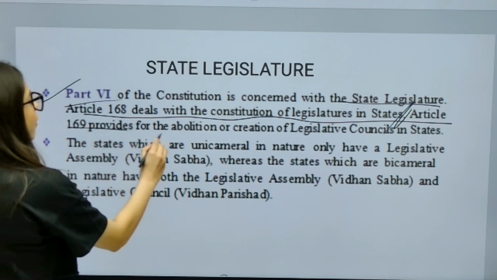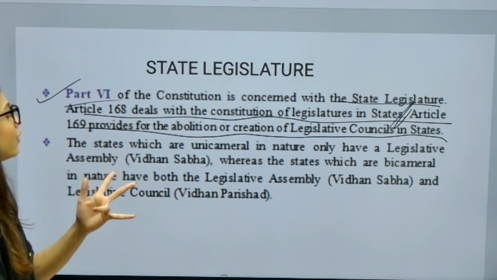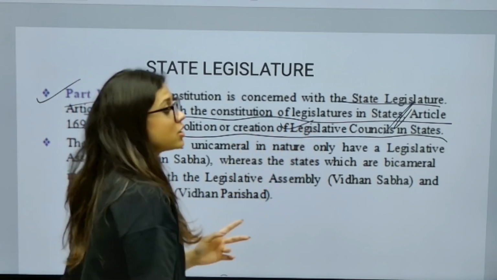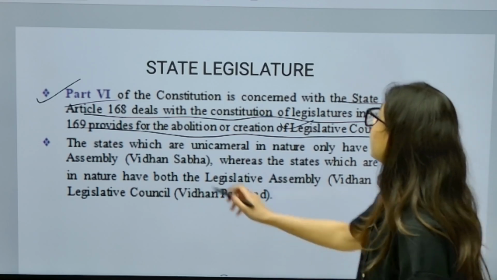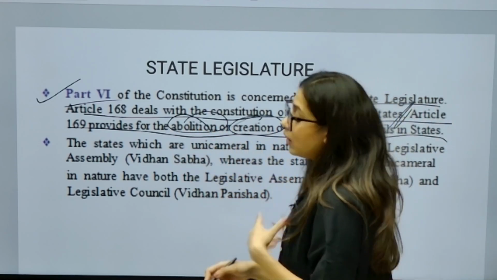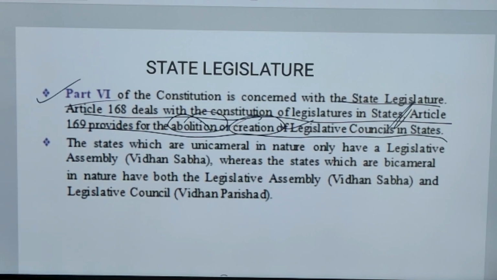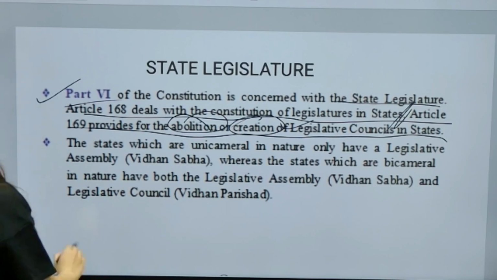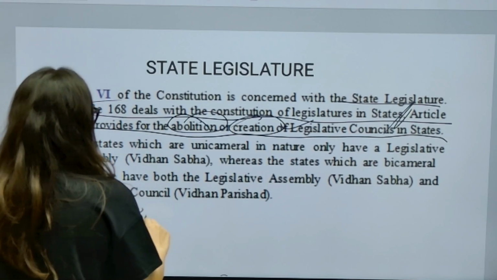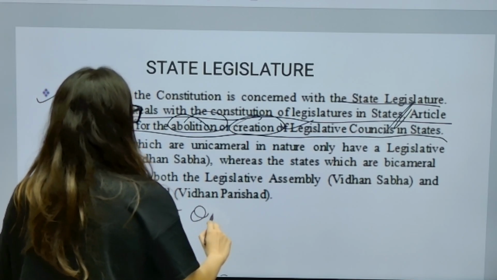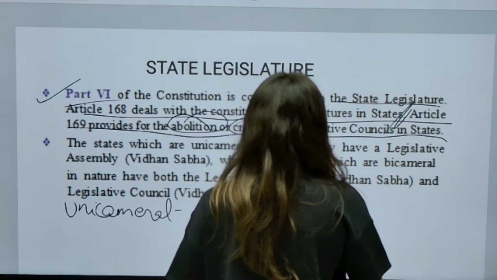So it provides for abolition or the creation of the legislative council of the states. If they want, they can create a legislative council, which is like the Rajya Sabha for the state. It can make it, or it can abolish it. So there are two terms in state legislature. Unicameral means one house, that is only Vidhan Sabha.